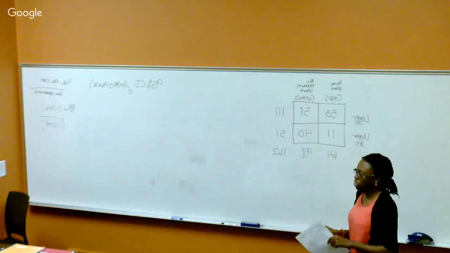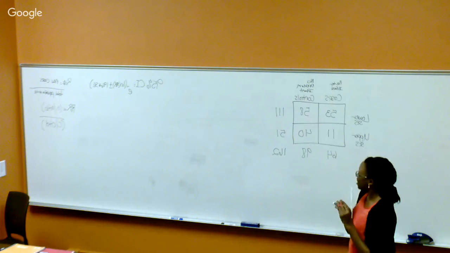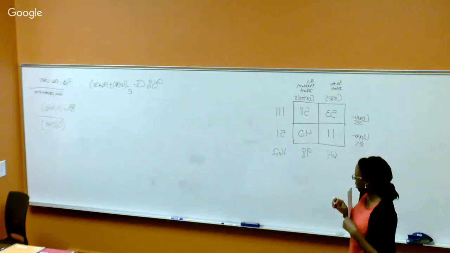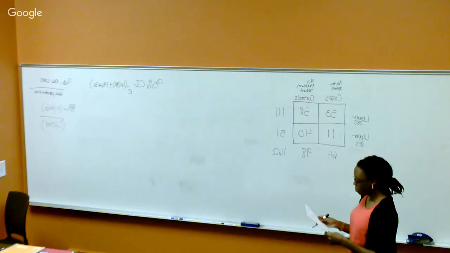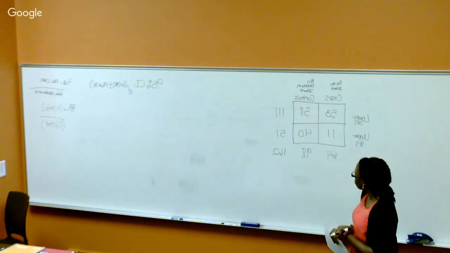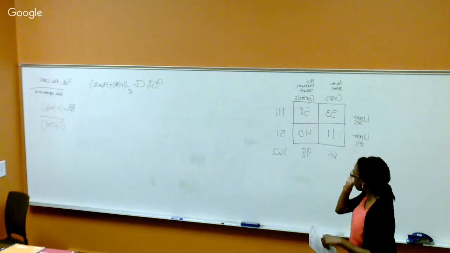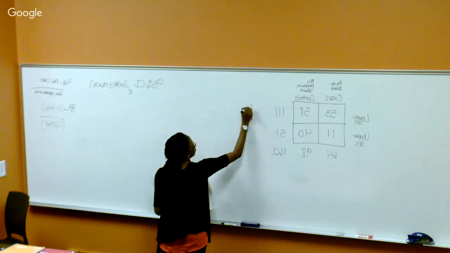So everyone understand where we got these from? Any questions? Okay. So now we want to try to calculate our odds ratio. So what do we need to do to get that?